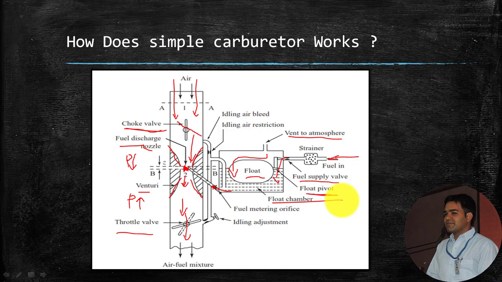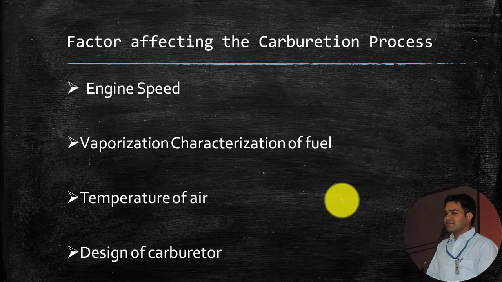The factors affecting the carburation process: the engine speed, where you can consider idling, normal running condition, and sudden acceleration. Each and every time our engine demands a different type of air fuel mixture, and our carburetor has to satisfy this condition. Vaporization characteristics of fuel: the formation of vapor of fuel particles before it enters the engine is compulsory for all types of gasoline vehicles. The fuel properties which affect the vaporization process also affect the carburation process.